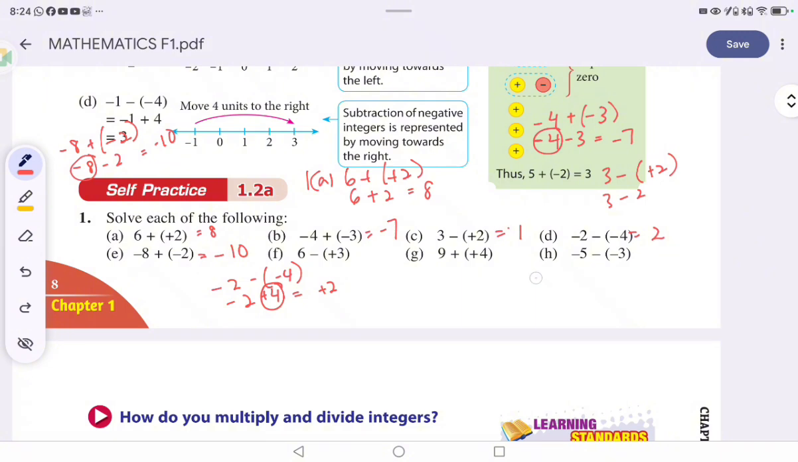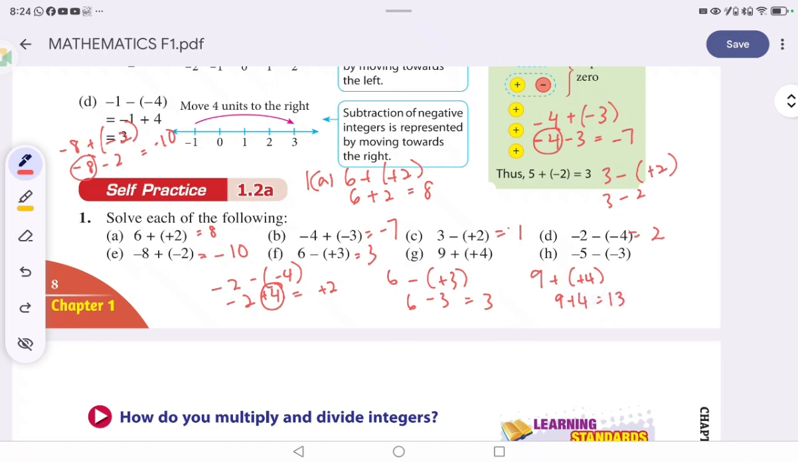Okay, how about this F? 6 minus plus 3. So 6 plus minus 3, so you get 3. How about this one, G? 9 plus positive 4. So 9 plus 4, you will get 13.